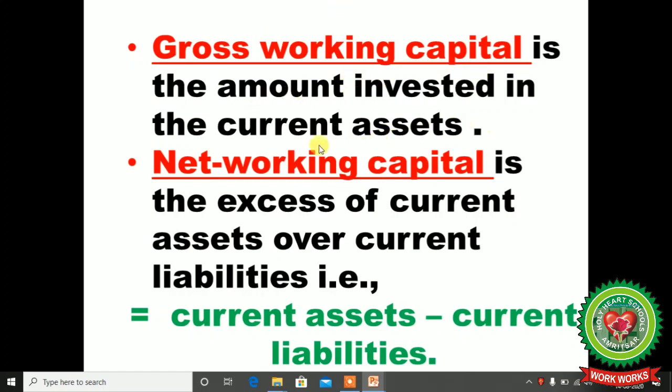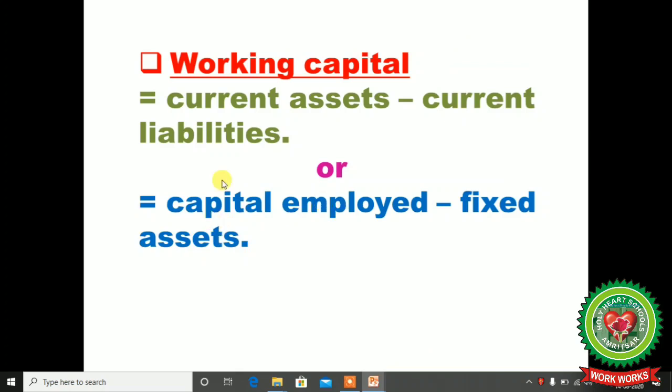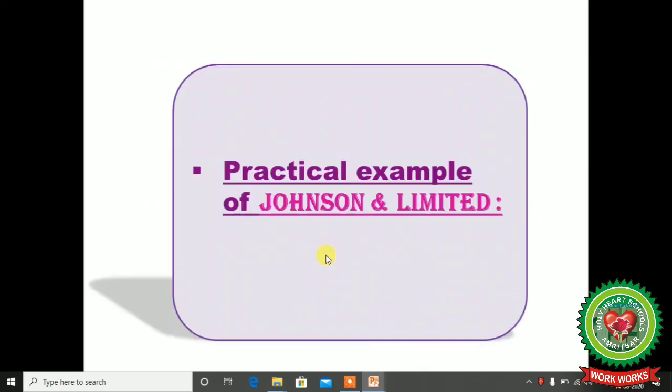Gross working capital is the amount invested in the current assets. Simply, your total of current assets is considered as gross working capital, and net working capital means the excess of current assets over current liabilities, that is, current assets minus current liabilities. So what is the formula of working capital? Current assets minus current liabilities, or capital employed minus fixed assets.